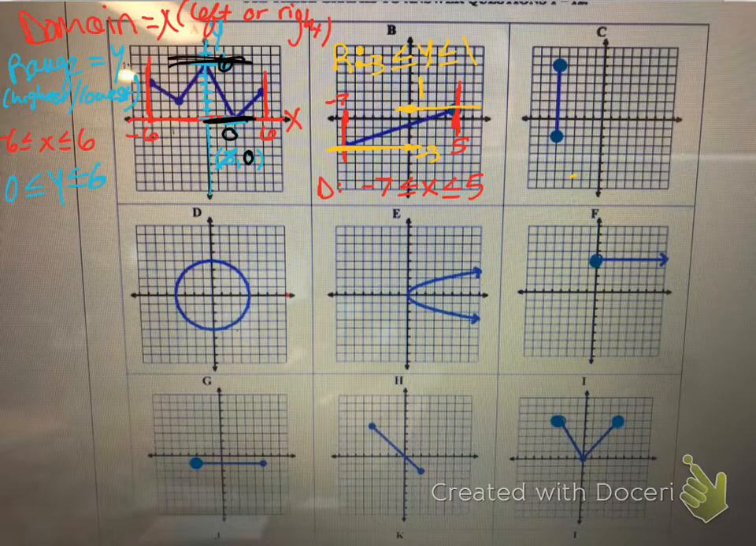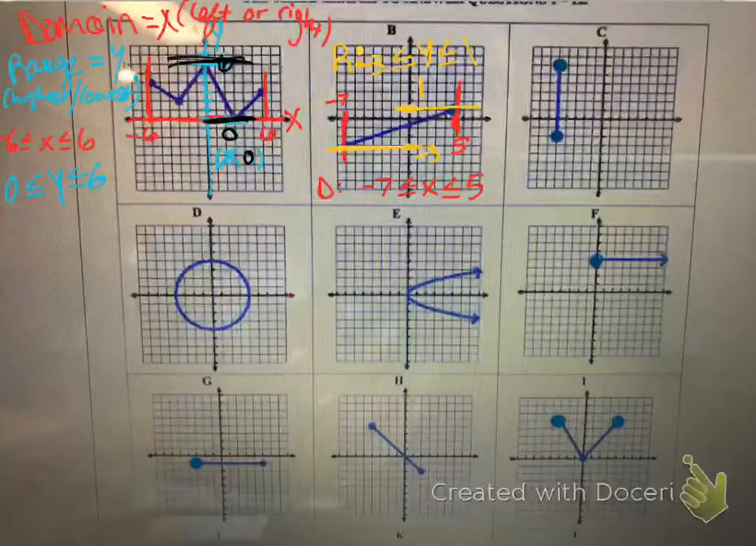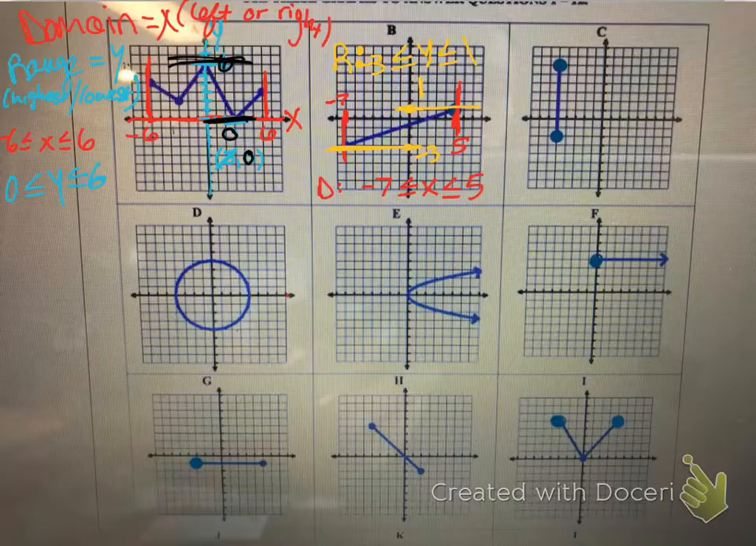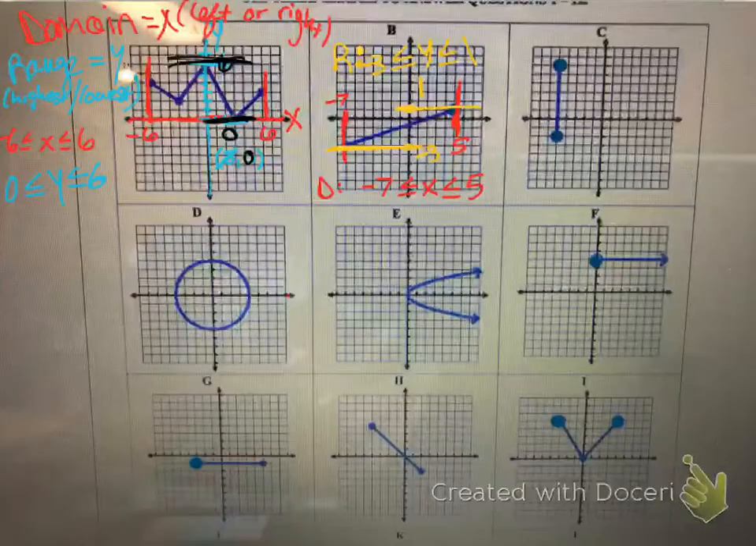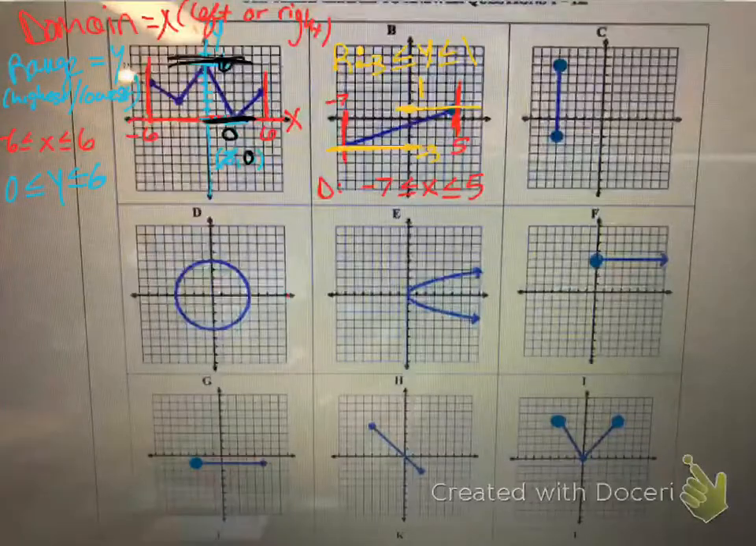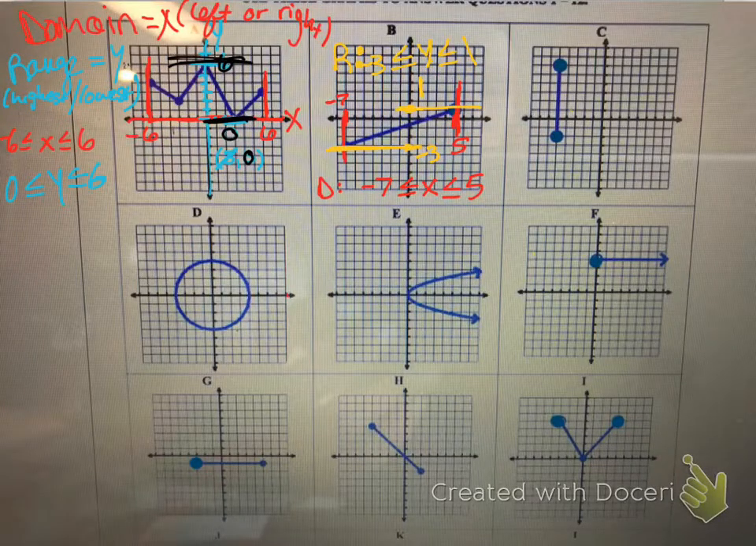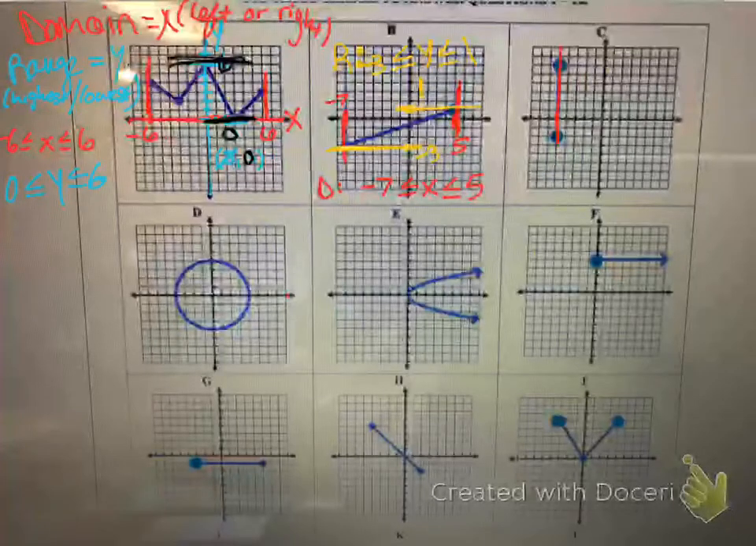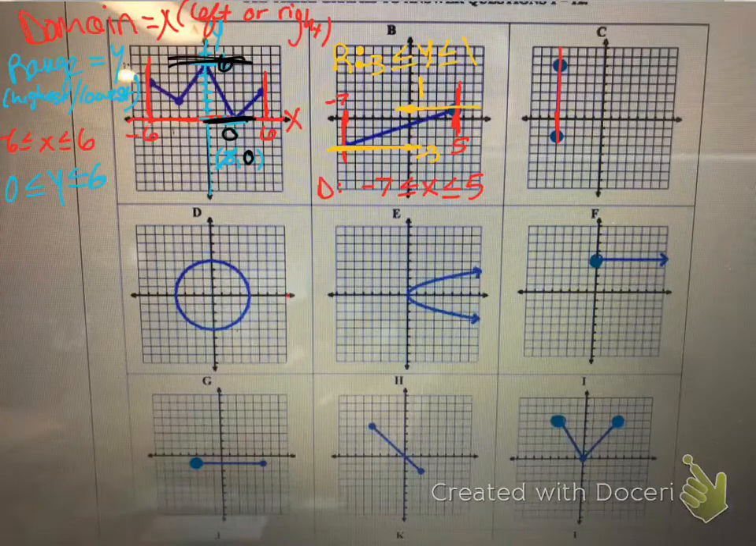So that is how you want to find all of these domains and ranges. So if we take a look at letter C here, let's look at my domain first. So domain, I'm going to look at how far left and how far right it goes. If I look, this one is all staying right here. All of the x values on this line are 1, 2, 3, 4, 5. All of them are at -5.